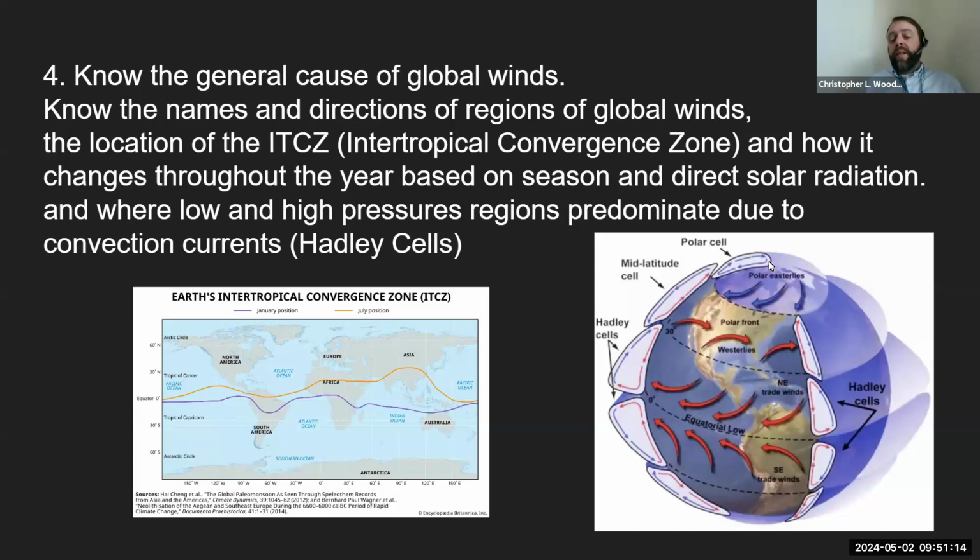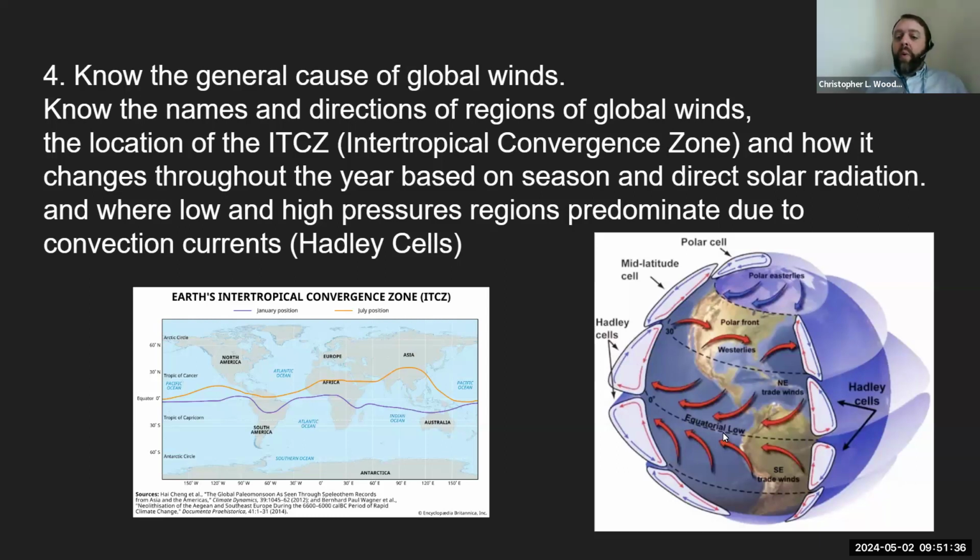At the poles, we have consistent high pressure, so air sinks, travels along the surface, and then collides with the air, a convergence, right around about 60 degrees north and south. So this sets up those Hadley cells, your two at the equator, your mid-latitudes, those two, and then the two polars. Anytime air converges, it has nowhere to go but up.